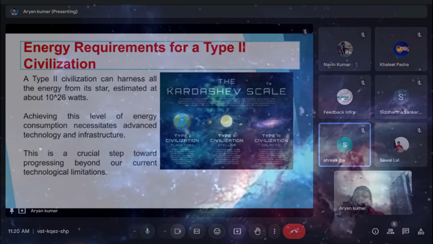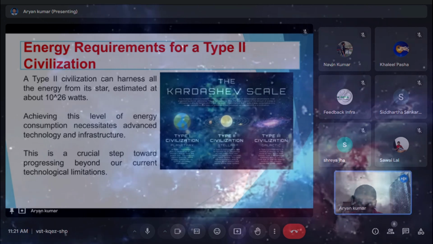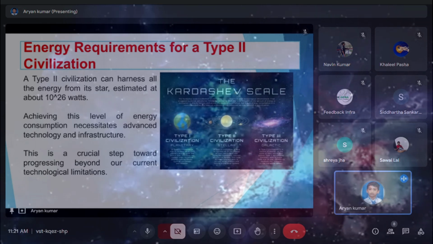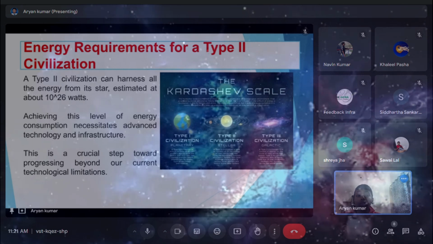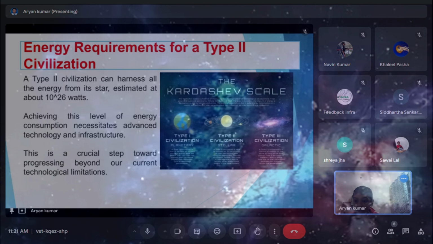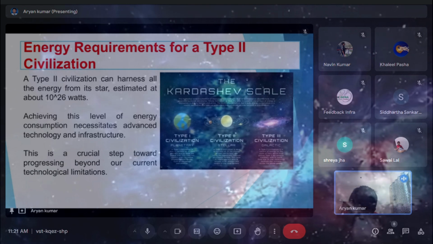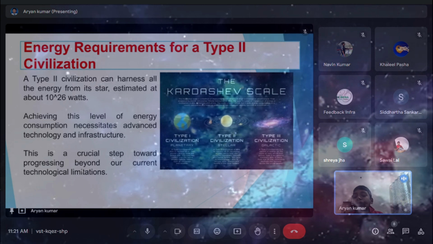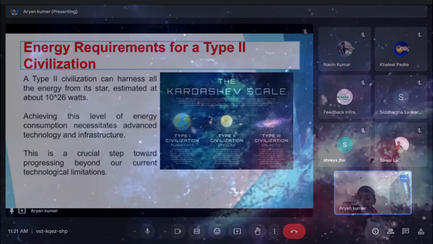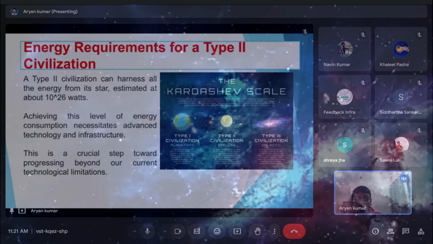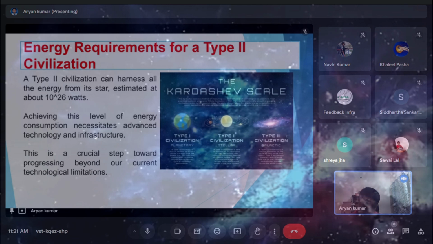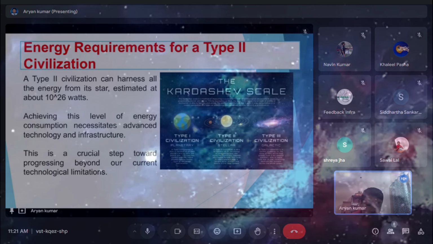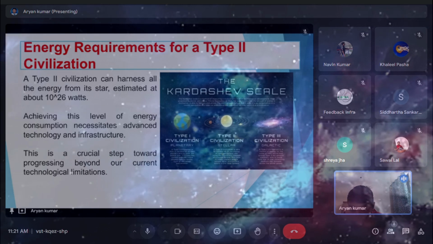So yes, energy requirements for a type 2 civilization. A type 2 civilization can harness all the energy from its star, estimated at about 10 raised to the power of 26 watts. Achieving this level of energy consumption necessitates advanced technologies and infrastructure. This is a crucial step towards progressing beyond our current technological limitations. If we want to become a type 2 civilization, we would need an energy consumption of around 10 raised to the power of 26 watts every second.